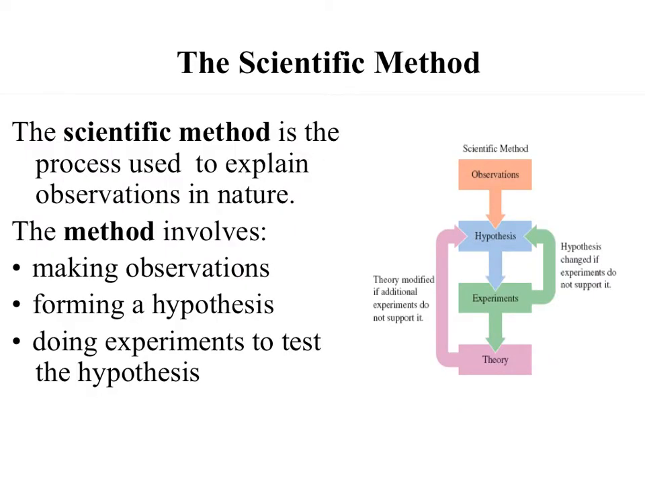All right, so we're going to start by looking at the scientific method. And maybe you're familiar with it, maybe you're not. Let's go through the steps here. So the method involves making observations. We start here. Forming a hypothesis. Doing experiments to test the hypothesis. And then based on those results, you either have to change your hypothesis if the experiments don't support it, or if your experiments do support it, you can go on to the last step with your theory. As you can see, though, theory will be modified if additional experiments do not support it. So it can become a vicious cycle depending on what the results of those experiments are.